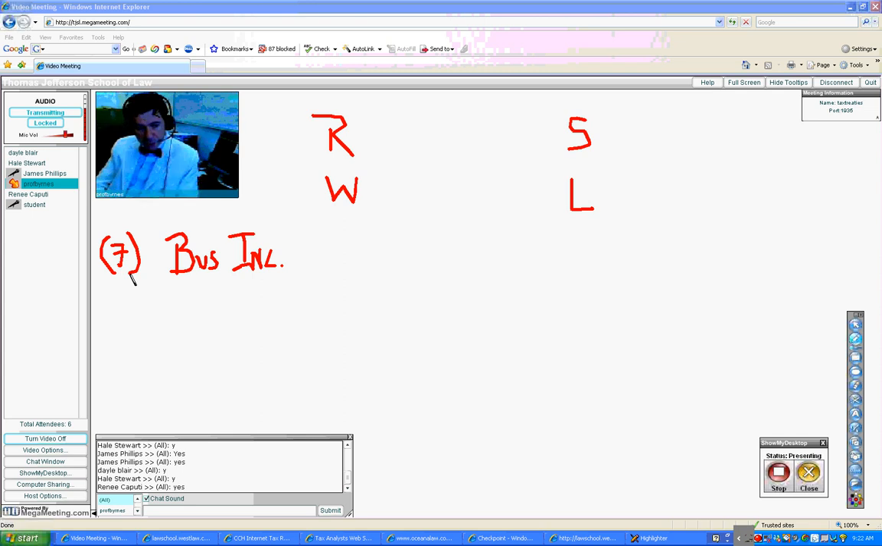So Article 7 allocates a dual jurisdiction to tax when income falls under Article 7. Article 7, business income article, only applies when there is a permanent establishment.